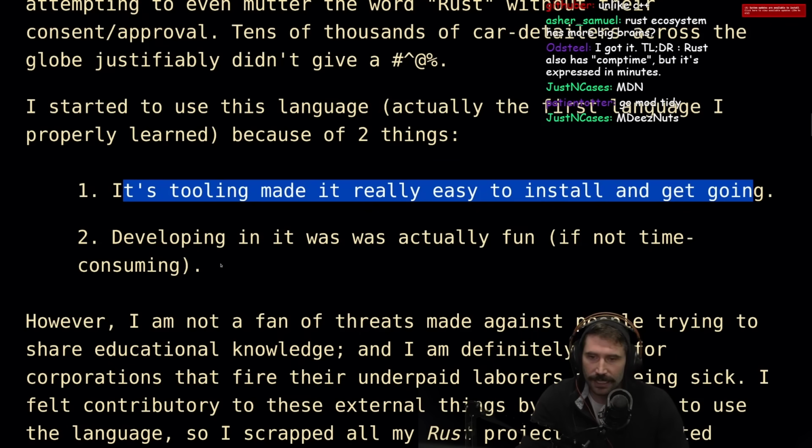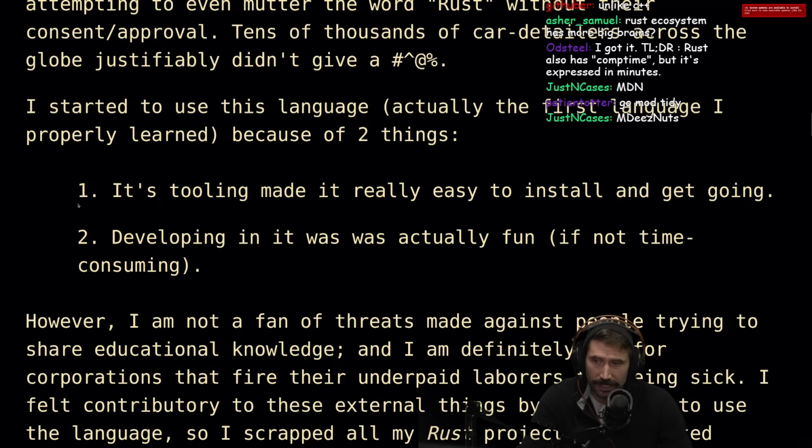I like that. Developing in it was actually fun, if time-consuming. Yeah, developing Rust is a great time. I like programming in Rust. Rust is a great time.